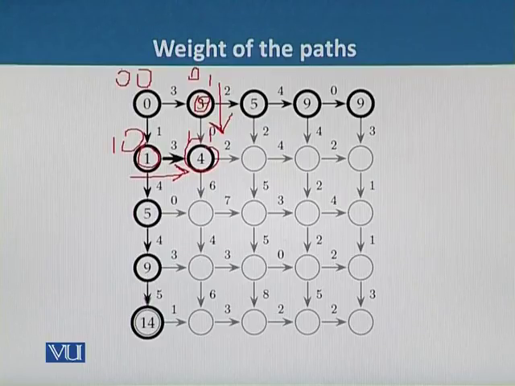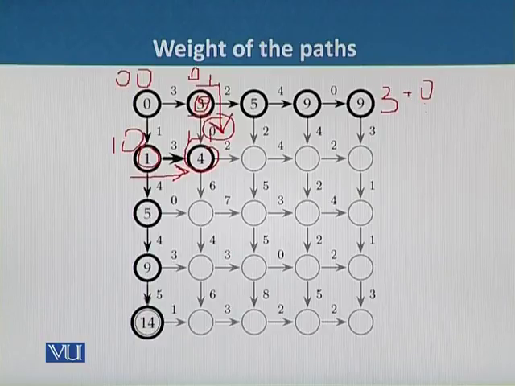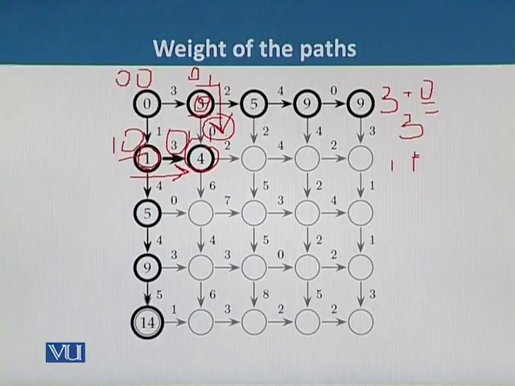So if the tourist moves from the 0, 1 position to the 1, 1 position, we can see here the value of this edge is 3 and the value of this is 0. So the total value will be 3. But if the tourist moves from the 1, 0 position and reaches the 1, 1 position, then we can see here the value of this edge is 1 and this value is 3. So if we add 1 and 3, we come up with the value of 4.